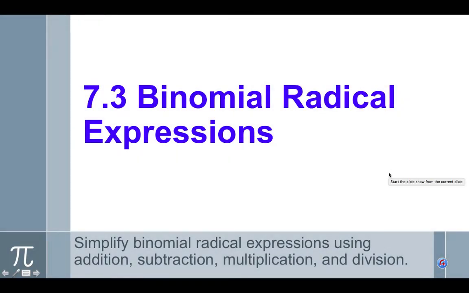All right, welcome everyone back to our study of radicals. Today we're going to be looking at our third lesson, and this is binomial radical expressions. We've dealt with the word binomial in previous chapters, previous units, and we're going to look back and see what that means in a moment. We're going to be looking today at addition, subtraction, multiplication, and division of these things.